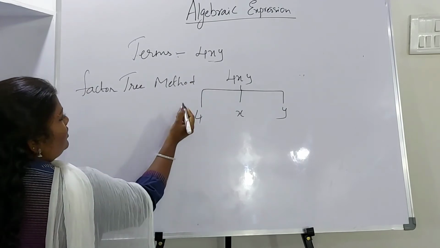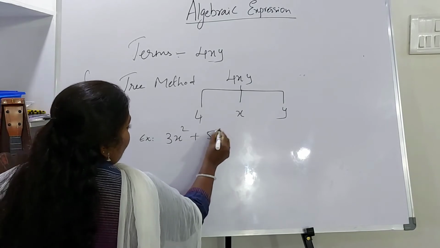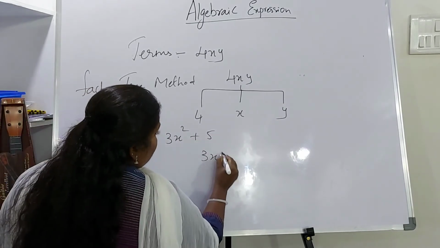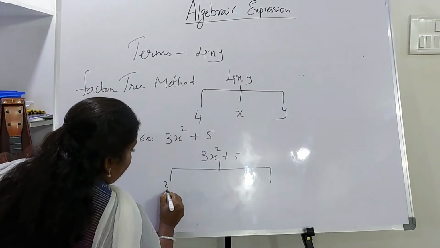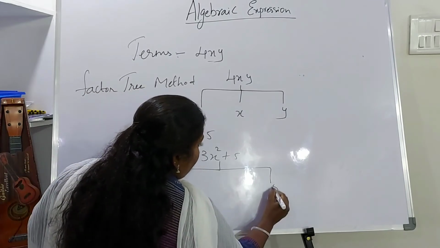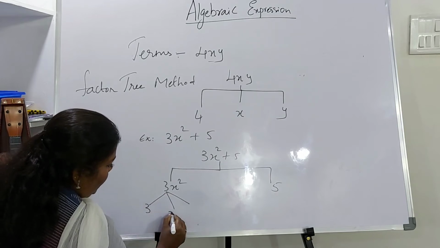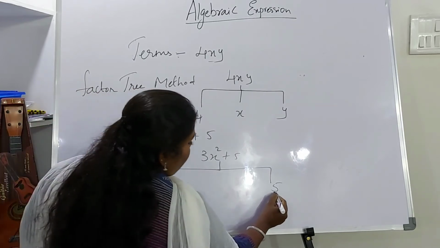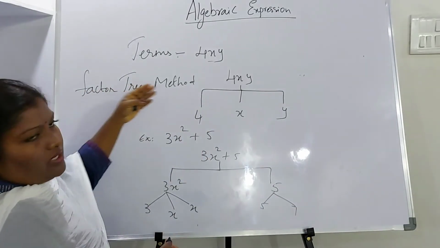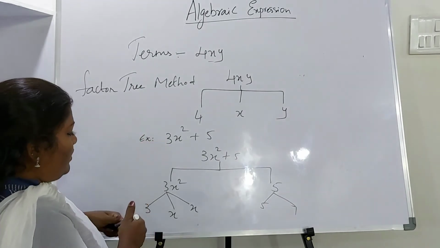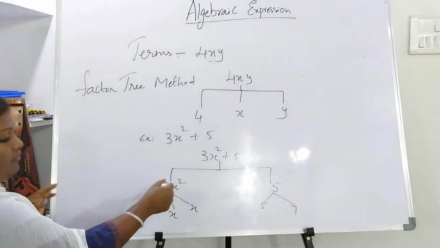Now let me take another example. 3x square plus 5. Here 3x square, I am separating it again. So the factors of this are 3x, x, and here 5 and 1. So this is called the factor tree method. What we are going to do is write the factors of each term and mention them in a tree method.